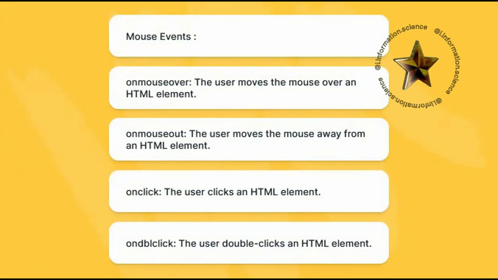Mouse events. onmouseover: the user moves the mouse over an HTML element. onmouseout: the user moves the mouse away from an HTML element. onclick: the user clicks an HTML element. ondblclick: the user double-clicks an HTML element.